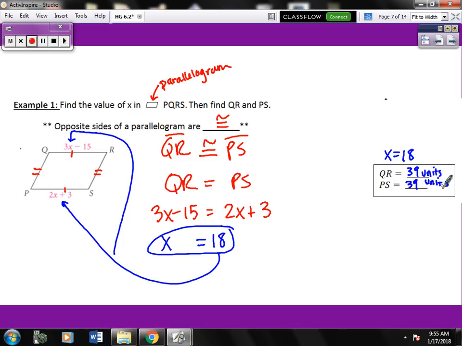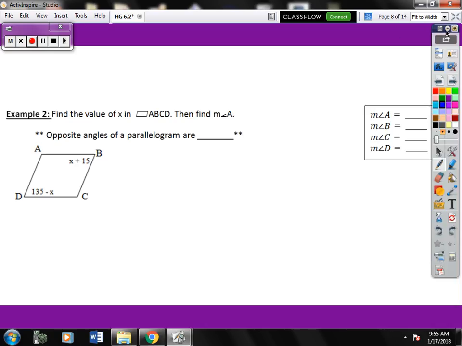All right, the next one we have another parallelogram. This time they do give us angle measurements. So based on theorem 6.2, we know that opposite angles of a parallelogram are also congruent. So we would know that angle D has to be congruent to angle B. Technically also angle A would be congruent to angle C. So if the angles are congruent, then they're equal in measurement, so we can set those equal.